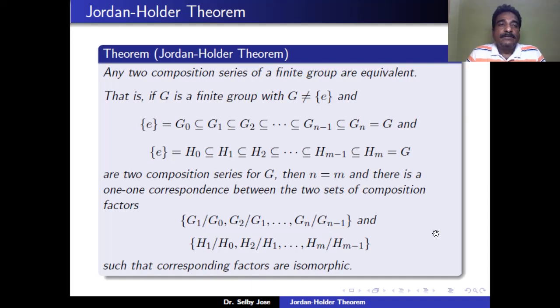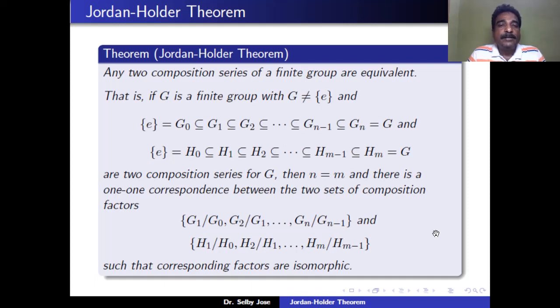That means that if G is a finite group and G is not equal to identity, that means G is a non-trivial group, and there are two composition series, namely one is G0 contained in G1 contained in and so on Gn-1 contained in Gn is equal to G, and the other composition series is H0 contained in H1 contained in H2 and so on contained in Hm-1 contained in Hm, which is equal to G. These are the two composition series. Then the Jordan-Holder theorem says that these two composition series are equivalent.